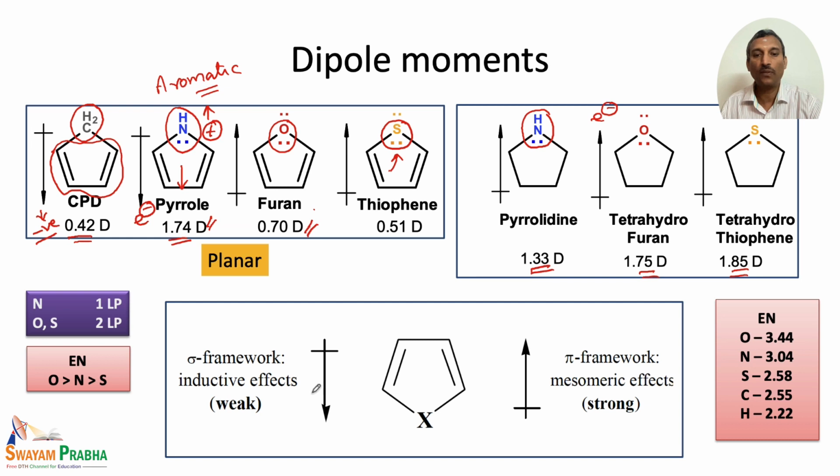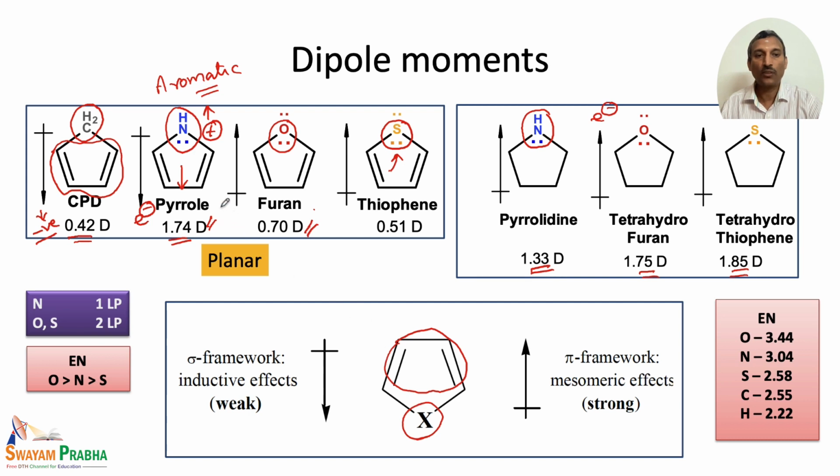So what we can say overall is, when we talk about the sigma framework, that is the inductive effect, it is a very weak one. This acts towards the heteroatom, and when it is a pi framework, because we talk about the pi electron cloud which is involved in the dipole moment, since there is a higher pi electron density towards the ring, this is having a very strong effect, or it is a mesomeric effect, due to which the charge dispersion, that means the dipole's direction, changes based on whether we talk about pyrrole, furan or thiophene, and pyrrolidine, tetrahydrofuran or tetrahydrothiophene.